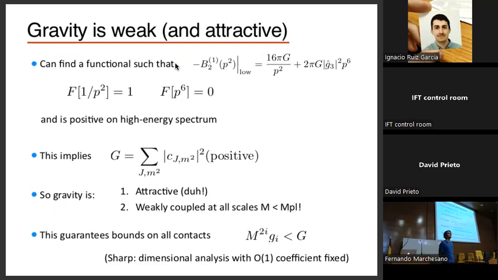So this doesn't make any assumption about it. Here, all of these states are above the cutoff of the EFT, which is the mass of the first massive particle. That could be the first KK mode, could be the first string mode. It doesn't matter. All of those states couple weakly to gravitons.